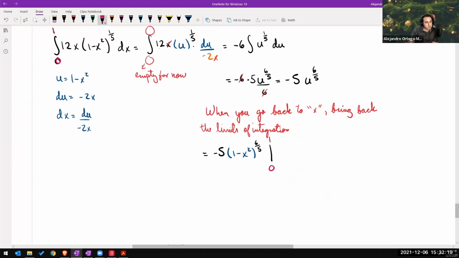Not at all, because we're going to get the same value inside the parentheses. We're going to have a -5 times (1 minus 1 squared) raised to the 6/5 minus (1 minus 0) raised to the 6/5.